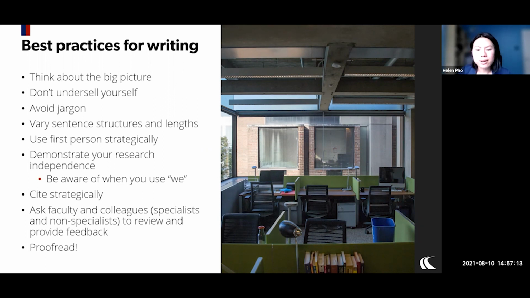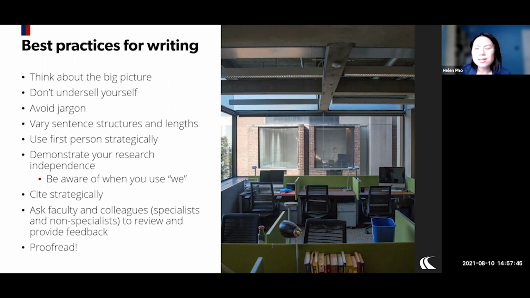Avoiding jargon is very important to do. Again, keep in mind that not everyone is going to understand the very specifics of your subfield and of your projects in particular, so make it easily accessible. Along the lines of good writing in general, make sure that you vary your sentence structures and lengths so that it is interesting to read, right? It doesn't seem boring to read if it's not the same structure for every sentence.